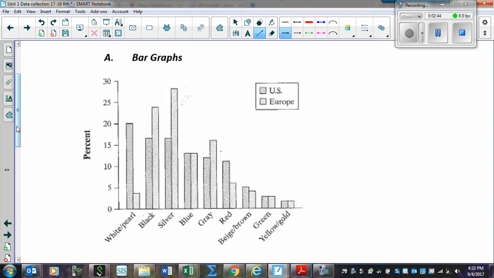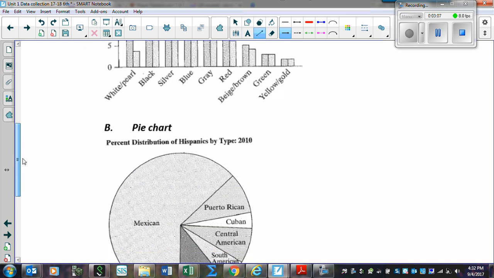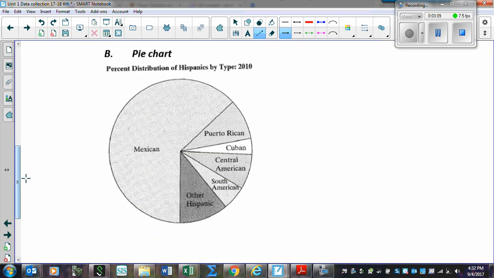So again, not a lot of excitement with this, but it lets us compare. We can see there's a whole lot higher percentage of white cars in the US and Europe, but you can also see here that there's a lot higher percentage of silver cars in Europe than in the US, and black cars in Europe than in the US. Okay, that's our first kind, and then the second kind, an old favorite, maybe the first kind of graph that you ever made.